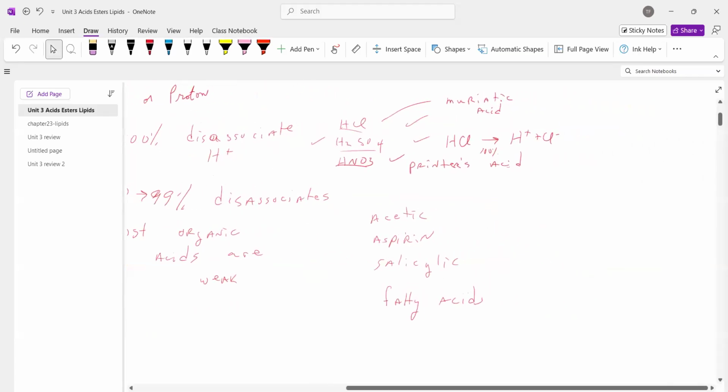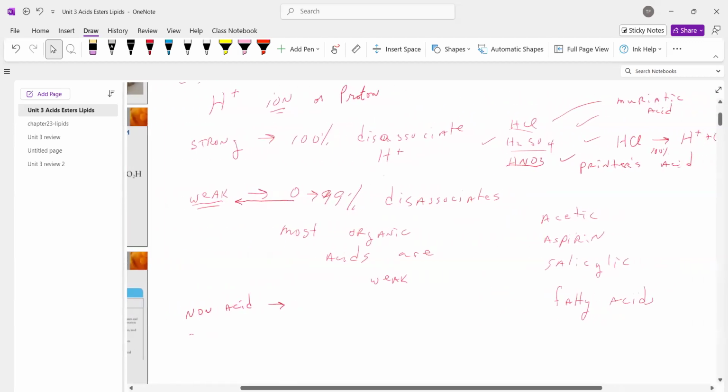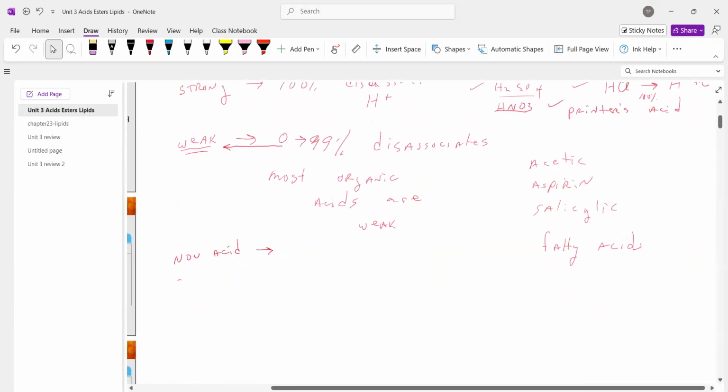Things like aspirin, acetic acid, salicylic acid, fatty acids, which we're going to be using today in the lab for making soap. And then there's also another category called a non-acid, and that's where no proton disassociates. Like, for example, ethanol. It's got hydrogens, but none of them dissociate.